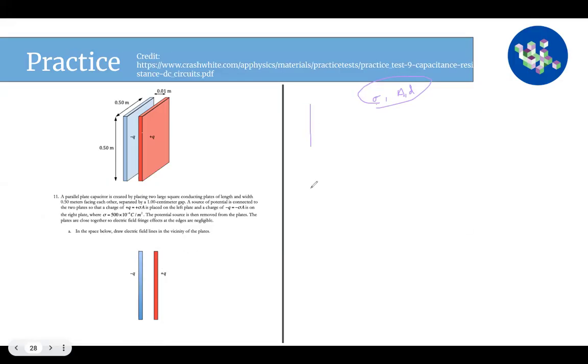Remember when we were learning about Gauss's law in the first class. If I had a positively charged plate with charge density sigma, then the electric field lines will look like that. And remember that when we used Gauss's law, we found that the electric field was actually equal everywhere in space.